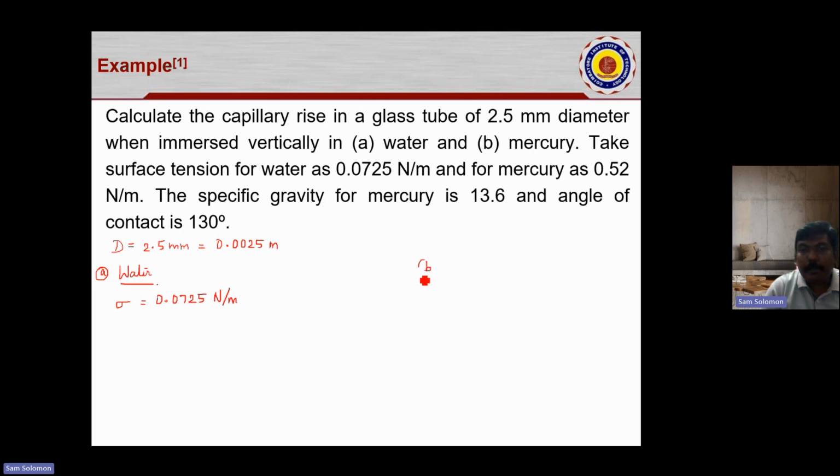And the second subdivision is going to be mercury. For this, they have said that the surface tension is going to be 0.52 Newton per meter. And the specific gravity of mercury is given as 13.6. So the density of mercury is going to be 13,600 kilogram per meter cube. We have already seen how to get this density from the specific gravity value in one of our previous lectures. The angle of contact is going to be 130 degrees. For water, the default theta is going to be 0 degrees and the density of water is 1000. So what they want us to find out.